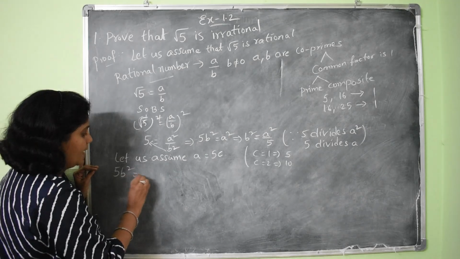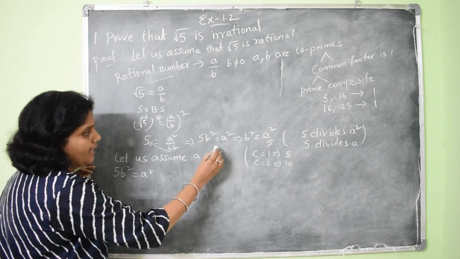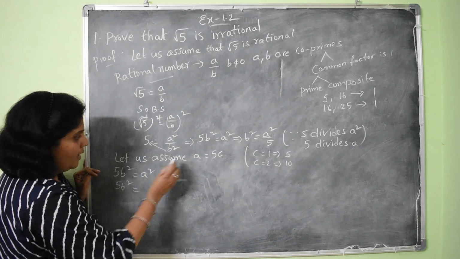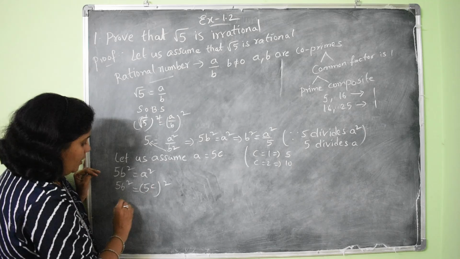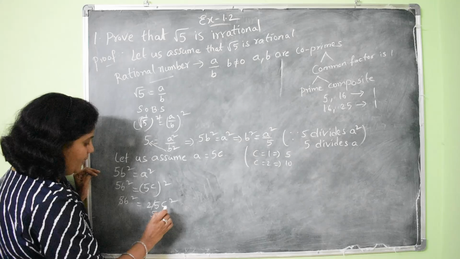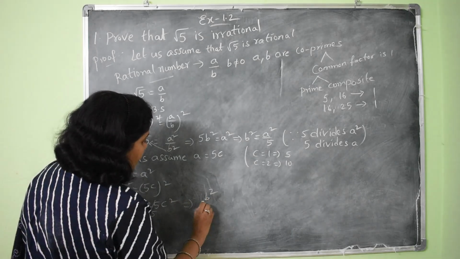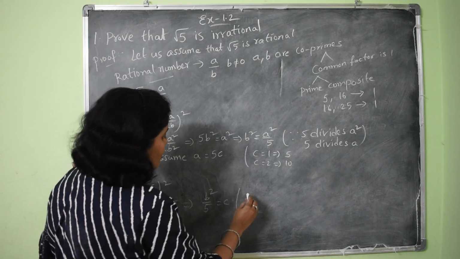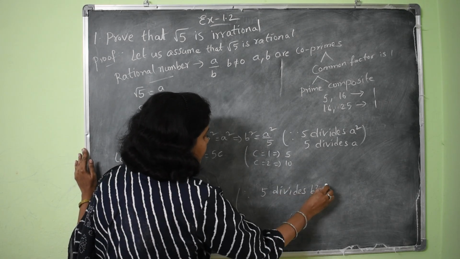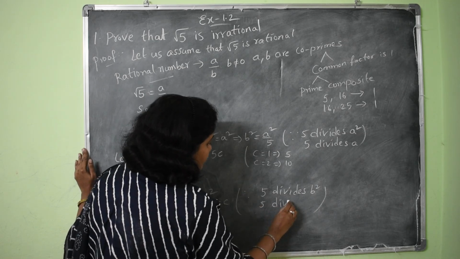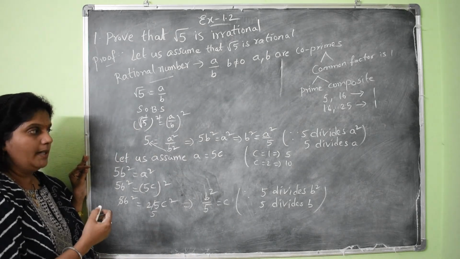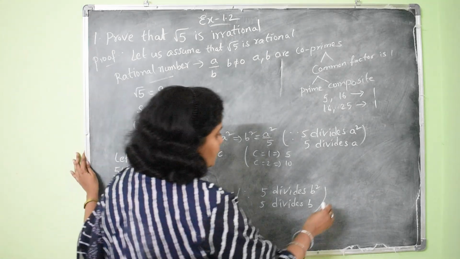I am taking this statement, 5b square is equal to a square. In the place of a, I am keeping 5c. 5c whole square. So 5b square is equal to 25c square. 5 in 5 times. So what we get? b square by 5 is equal to c square. So again what we got? 5 divides b square. If 5 divides b square, 5 divides b according to the fundamental theorem. 5 divides b square means 5 divides b. Here 5 is a prime number also.